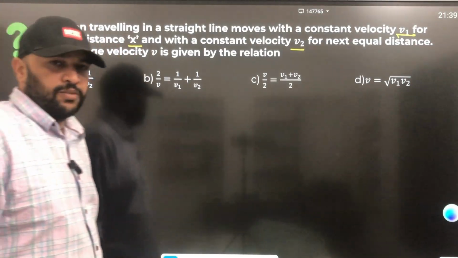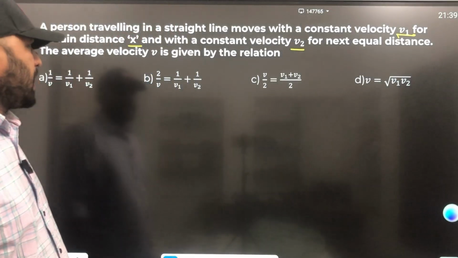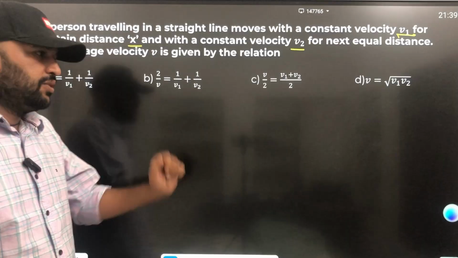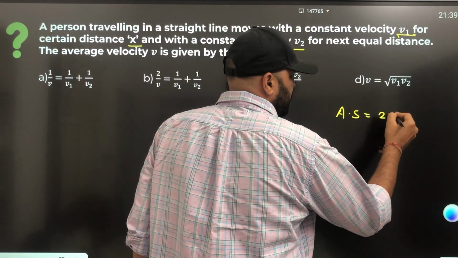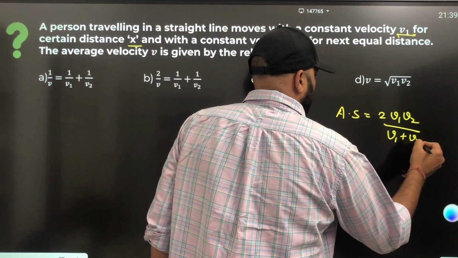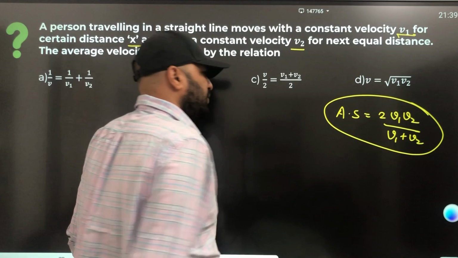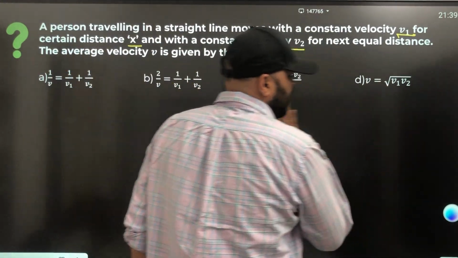Now in the previous problem also, what we have seen, that we have calculated the average speed. Okay, there is a direct relation also we can use. In case you remember, the average speed direct formula is 2v1v2 whole divided by v1 plus v2. You can directly apply it in case you remember this. In case you don't remember this, let's solve this problem and understand the core concept behind this, right?